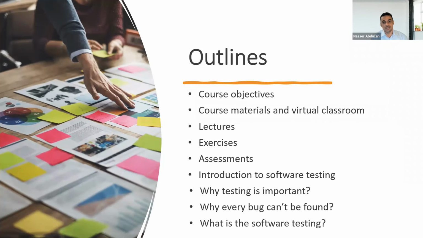Here are the outlines. We'll start with the course objective, what you have to learn in this course. The second is the course materials: where you can find them, and the virtual classroom, how we can run our course virtually. Then we'll go through three parts: the lecture, the exercise, and the assessments. Then we'll go through an introduction to software testing, why software testing is important, and why every bug cannot be detected. In the end, we end with some definitions.